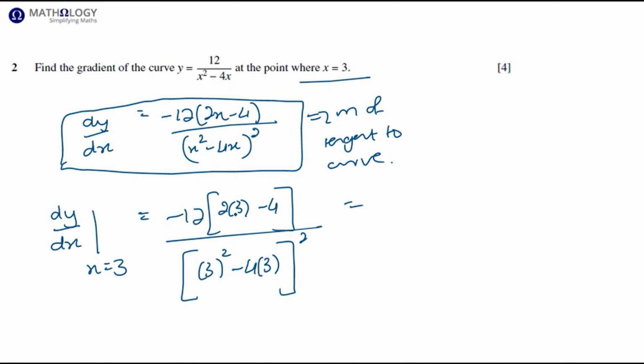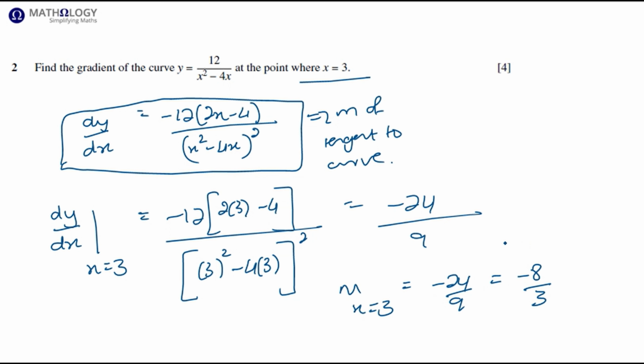So we'll have minus 12 times (6 minus 4 is 2), so it's minus 24. We'll have 9 minus 12 is minus 3, squared is 9. So your gradient for x equals 3 will be minus 24 over 9, which you can simplify by dividing through by 3, minus 8 over 3.